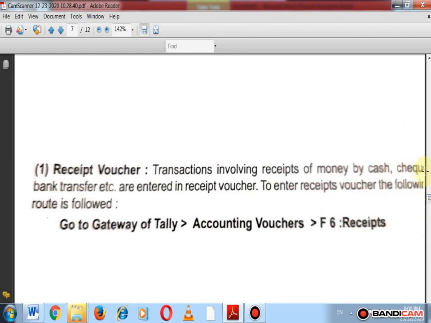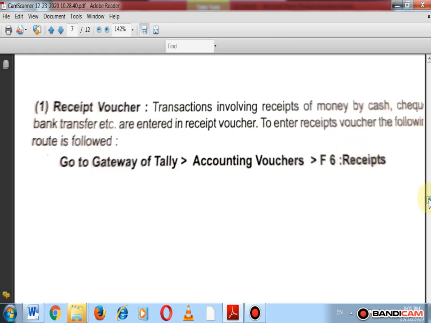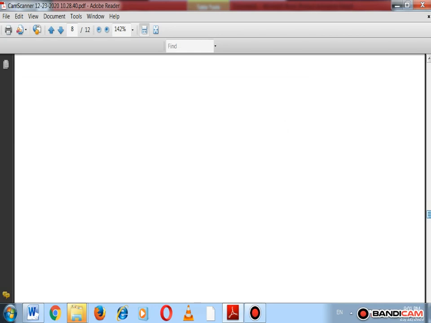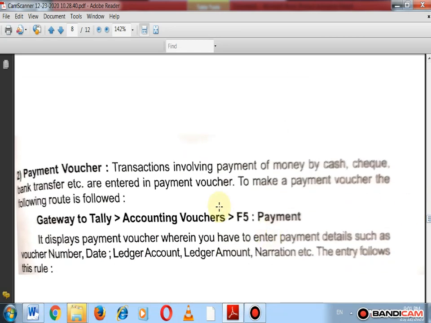Now we are going to start the shortcut keys of Tally. Tally is an accounting software. How to create a company is very easy in Tally software. Here we only read and understand the shortcut keys of Tally. For receipt voucher, the shortcut key is F6. Remember this. For payment voucher, the shortcut key is F5.